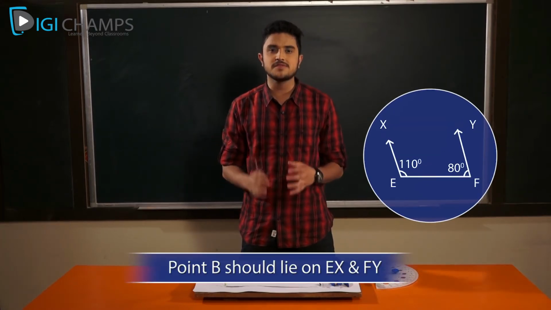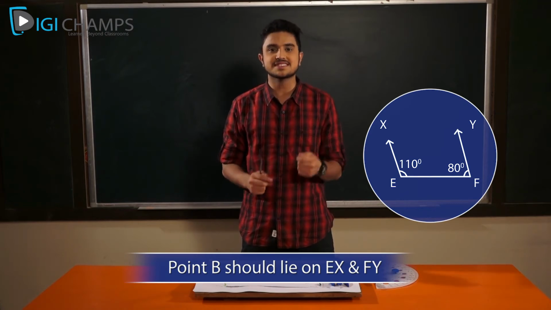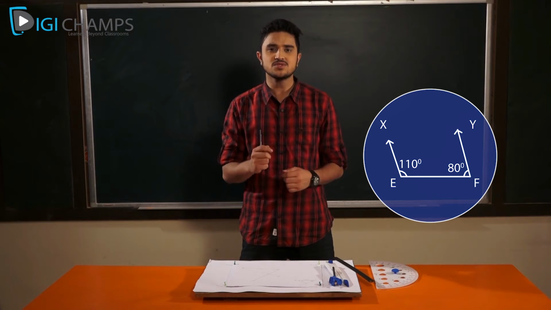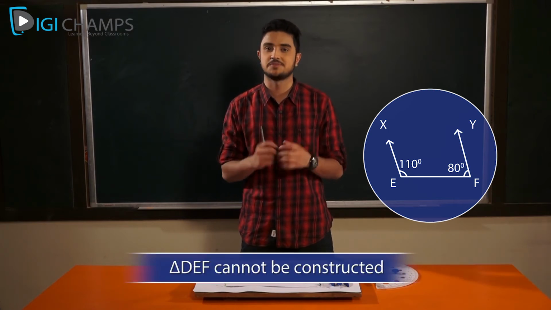Also, it can be observed that point D should lie on both EX and FY. However, you can see that both the rays are not intersecting, so the required triangle DEF cannot be constructed.